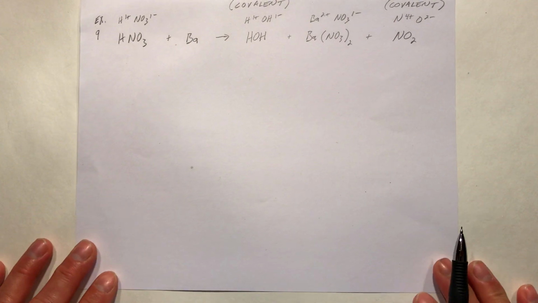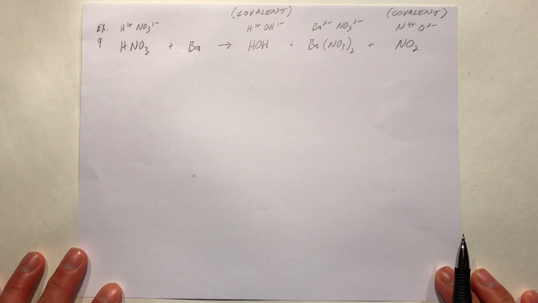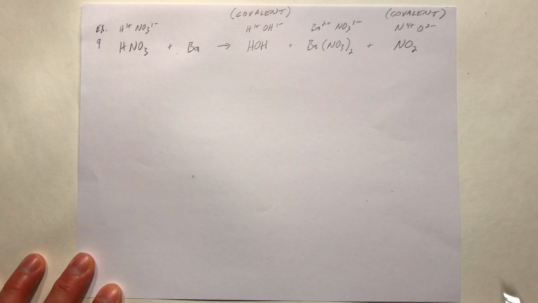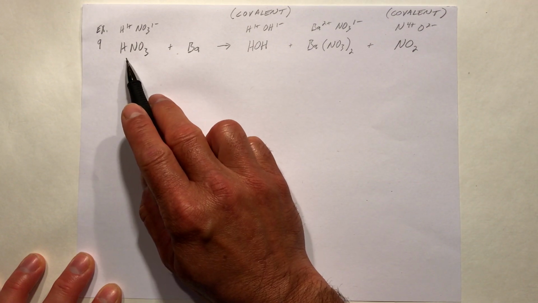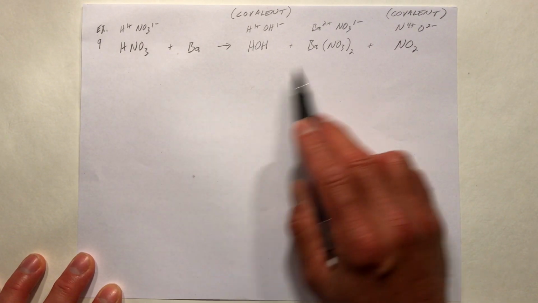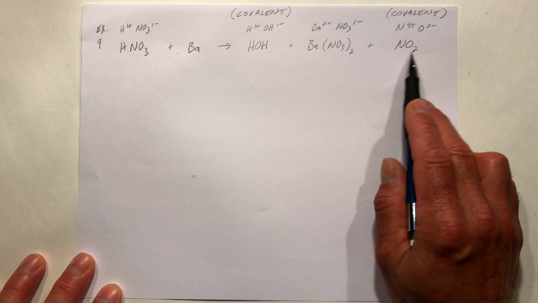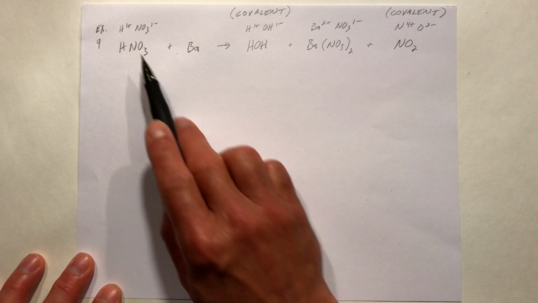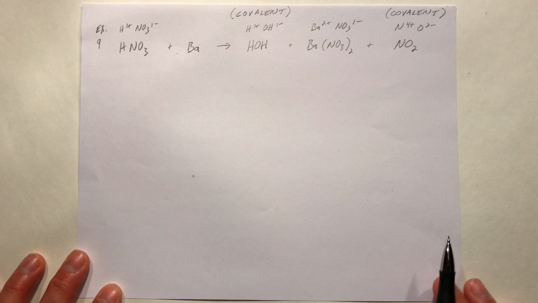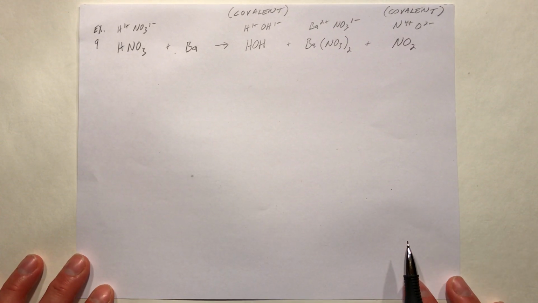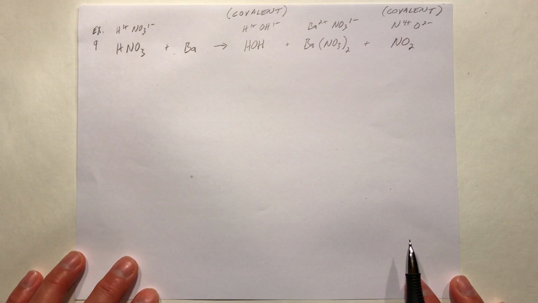Okay, let's take a look at another tricky one, number 9. Here we have NO3 on the left, and we have NO3 on the right, but then we have some other NO stuff going on here that's not NO3. Well, that means that we're going to have to count the N's and the O's separately. Unfortunately, that means a lot of counting. Well, let's get to it.